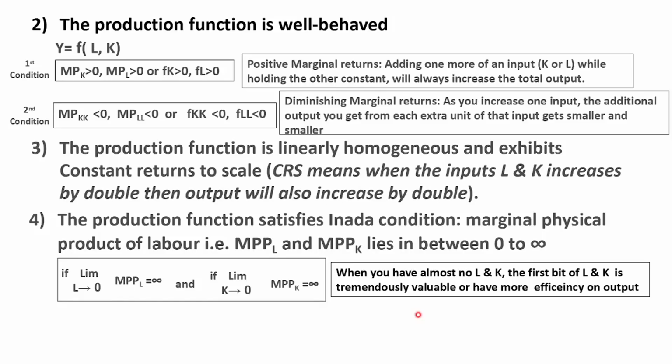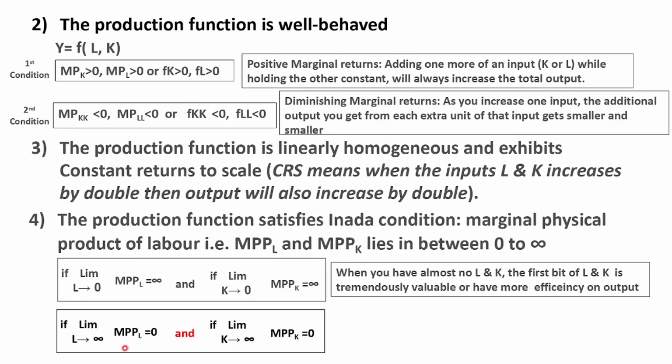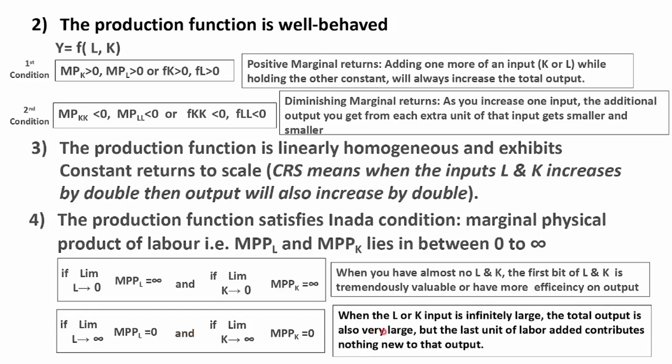And now let's understand what happens if a firm increases labor and capital by more units. Let's say the firm increases labor and capital by more units, or near to infinity, then our MPPL will be 0 and our MPPK will be 0. So this means when the labor or capital input is infinitely large, the total output is also very large, but the last unit of labor added contributes nothing new to that output. So here the production function satisfies the Inada condition, which lies between 0 and infinity.